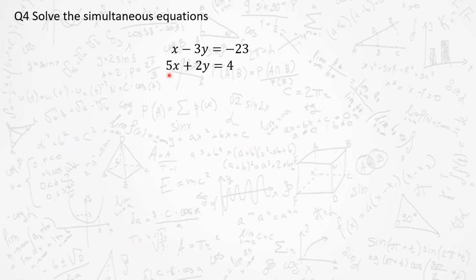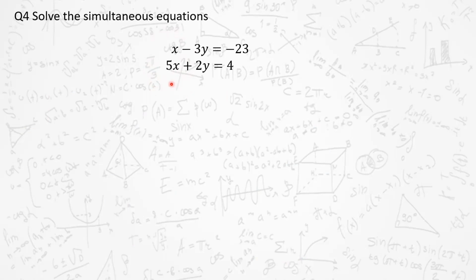Question 4. x minus 3y equals minus 23 and 5x plus 2y equals 4. There aren't any terms that are the same in question 4 to start with, so we will need to make either x the same or y the same. By observation, none of the terms are the same, so I would have to make one of them the same.